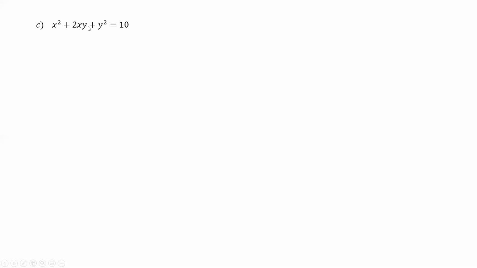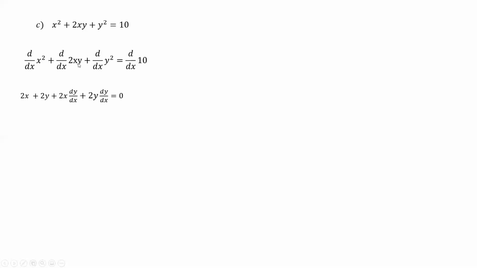Derivative of first times second, plus first times derivative of second. Derivative of y squared, you'll use the chain rule. And derivative of 10, we already know. Derivative of x squared, derivative of 2xy, derivative of y squared, derivative of 10. Derivative of x squared is 2x.